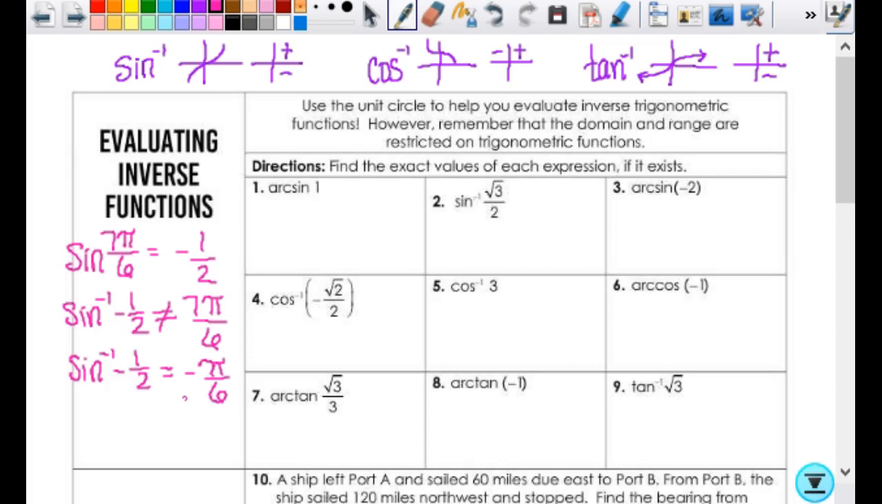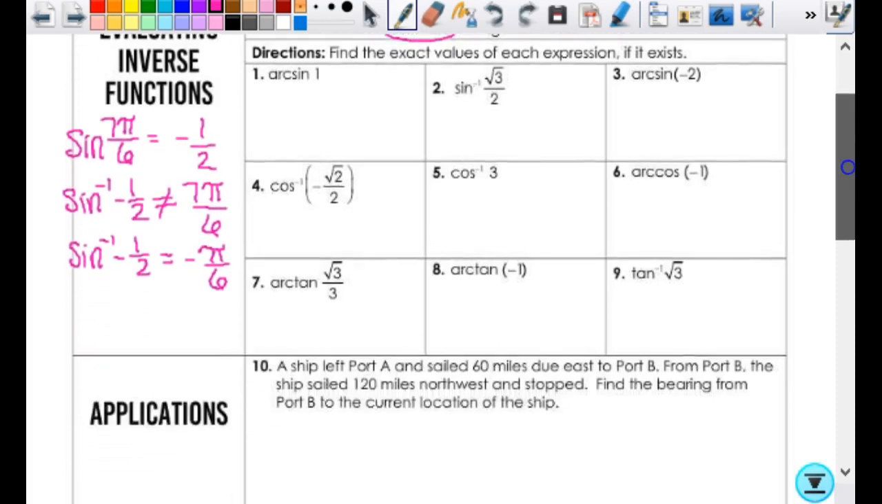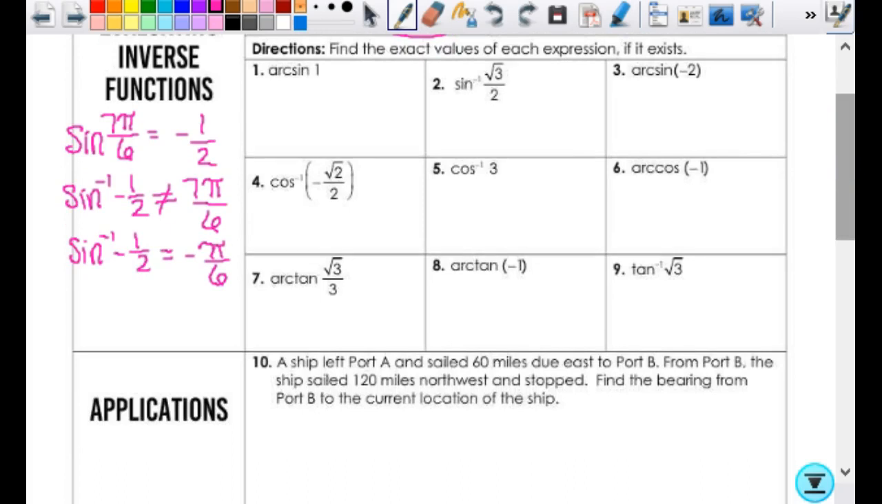All right, so it says use the unit circle to help you evaluate inverse trigonometric functions. However, remember that the domain and range are restricted on trigonometric functions. Okay, so the arcsine of 1. Arcsine of 1, that's something I can put in. That's from negative 1 to 1. My answer has to be somewhere between negative pi halves and pi halves. What is it? What gives you 1 when I ask you the sine of this and the answer is 1? Pi halves.